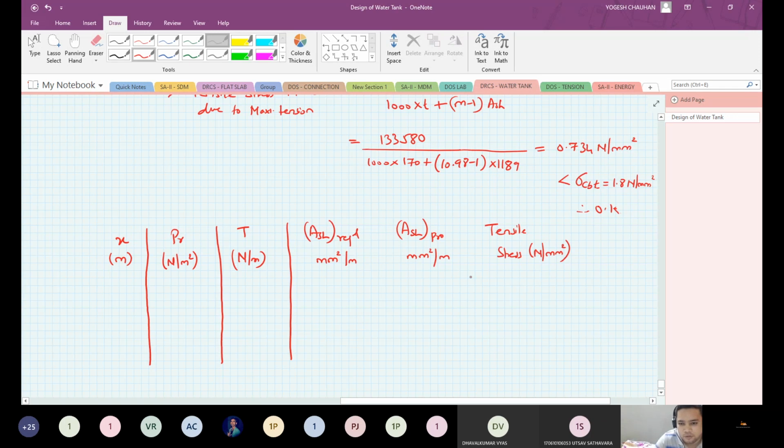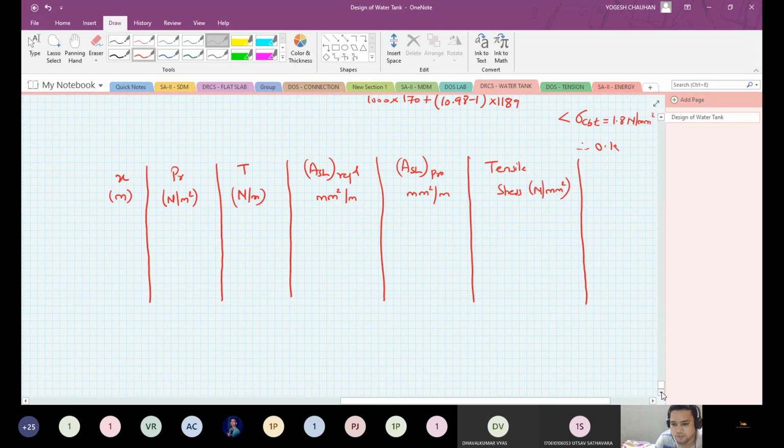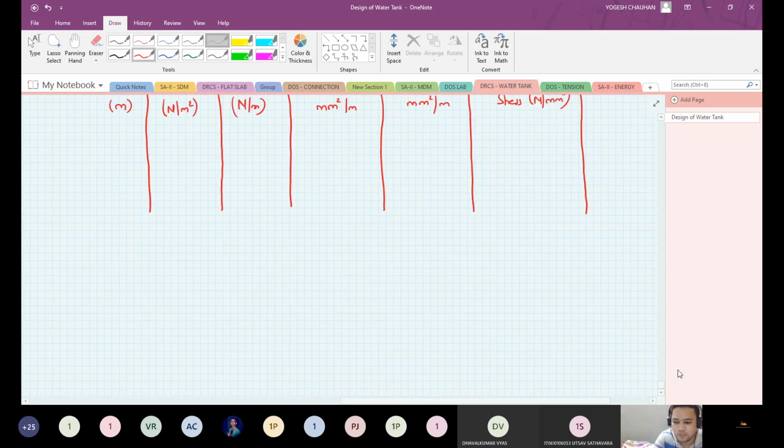So you can also curtail your steel, because the one we have designed is for the maximum radial pressure, but as we move along the height of the wall, the radial pressure varies, so we can find the corresponding steel and provide it as required. So this was about the hoop tension. A similar exercise you have to do for the bending action also. Okay, this was for the hoop tension.